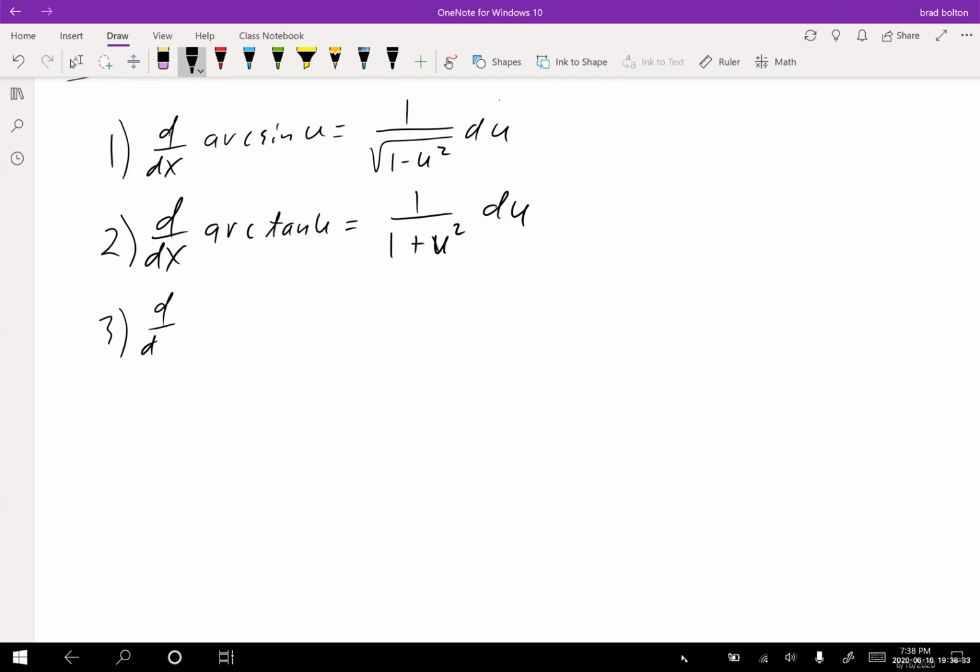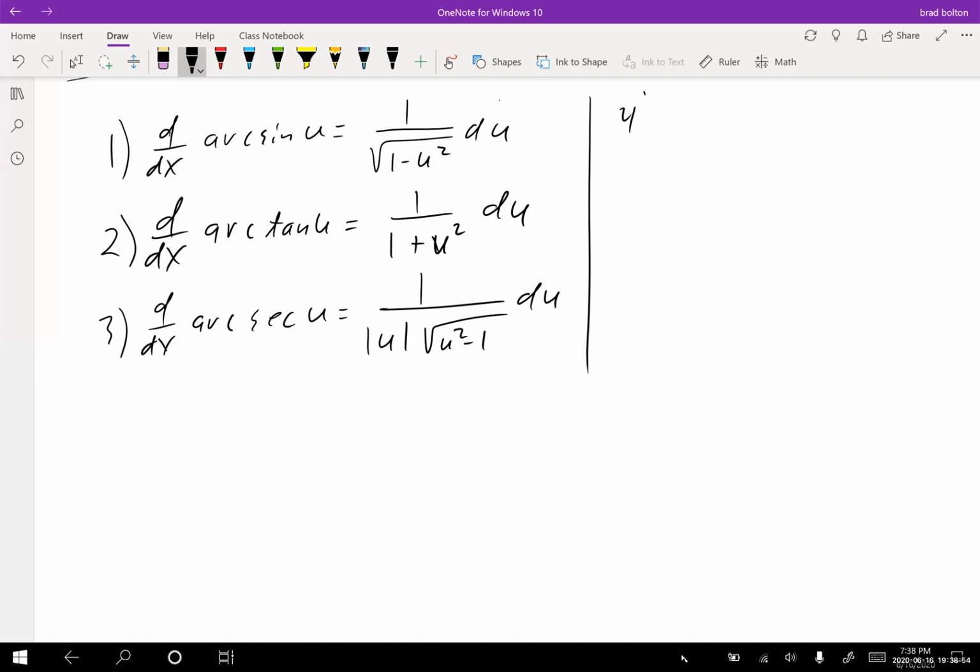So this is d dx of arc, let's go with arcsecant third. And this one is much less common, this one hardly gets used at all, and I don't plan on asking you guys this one, but it may just come up in the homework or something like that if a problem sneaks past me and gets in there. So there's that one. 4, let's do d dx of arc cosine of u, and that's going to be -1 over the square root of 1 minus u squared du.